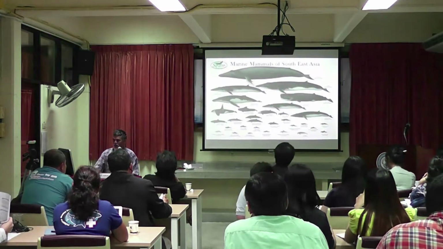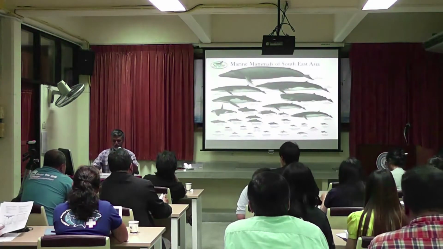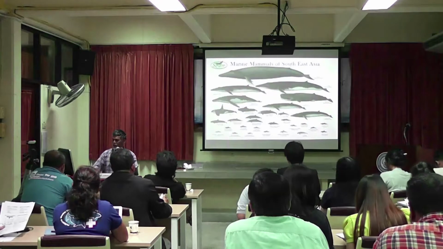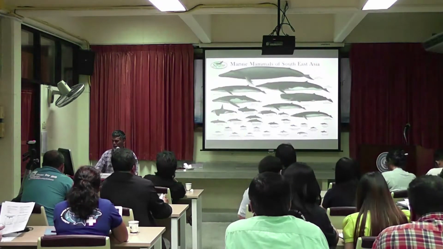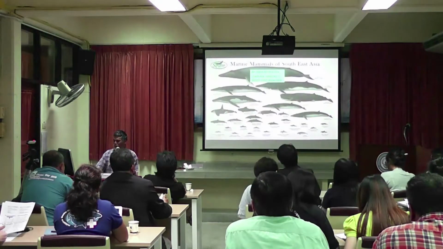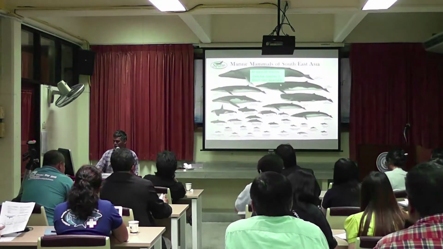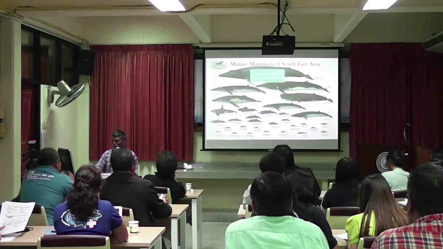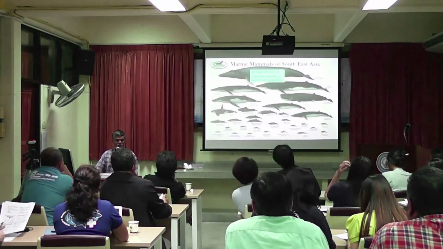So I will go next to the main and bigger section. That is marine mammals in Southeast Asia or in the Greater Mekong sub-region. At least 30 species of marine mammals now occur in this region, including one rare record of a seal.